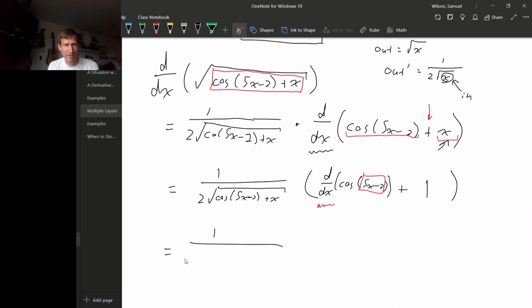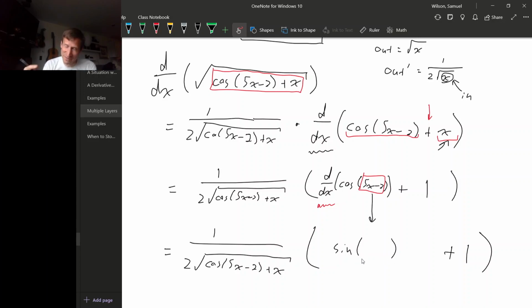So 1 over 2 square root cosine 5x minus 2 plus x times, okay, now we're going to have a plus 1 all the way at the end. Now we're doing the chain rule, so the derivative of cosine is sine. And then we need to put the inside piece into the derivative of the outside piece, so 5x minus 2. And then now we have to multiply by the derivative of the inside piece. So multiply by the derivative with respect to x of 5x minus 2.